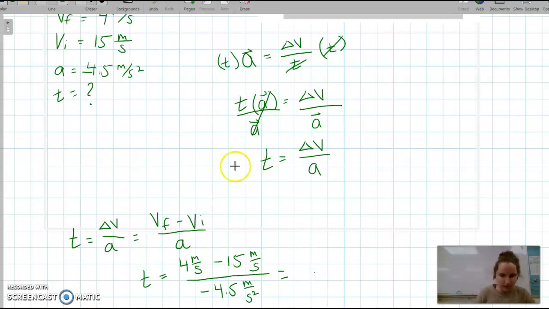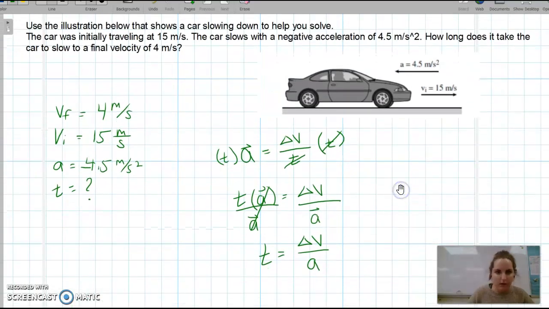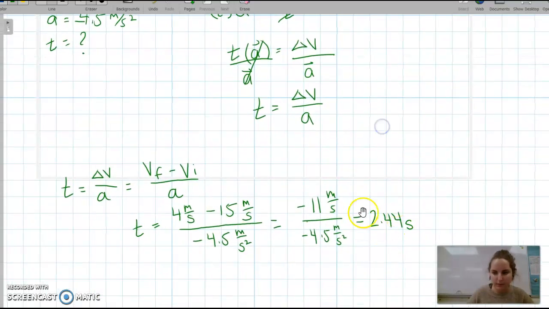Doing this out, we get negative 11 meters per second at the top, and negative 4.5 meters per second squared at the bottom. Again, it's negative because it's deceleration, and we get a time of 2.44 repeating seconds. We'll just call it 2.44 seconds. So what does this mean in terms of our problem? It asks how long it takes the car to slow to a final velocity of 4 meters per second. The answer to that is 2.44 seconds.